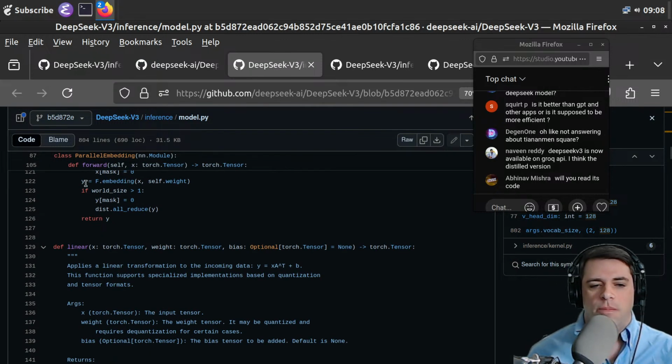We're not going to look closely at the parallel embedding. Here's a linear transformation. This is just an affine transformation, but they call this linear in AI.